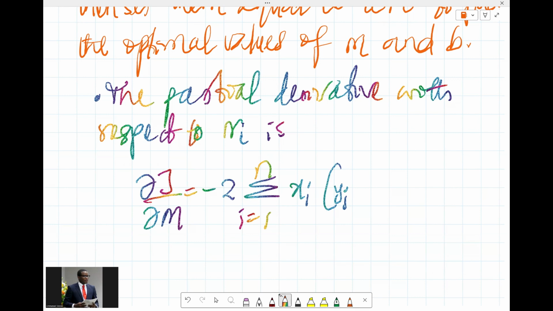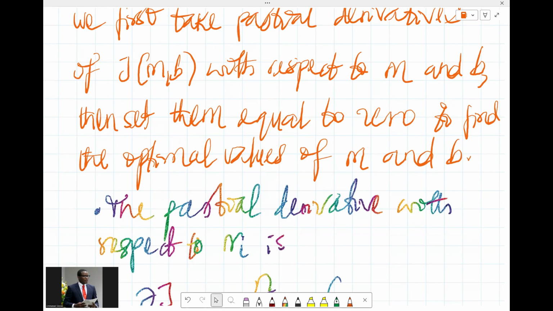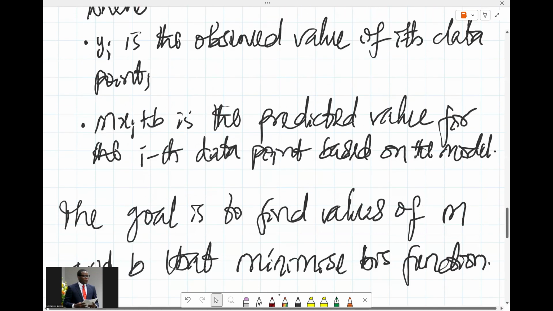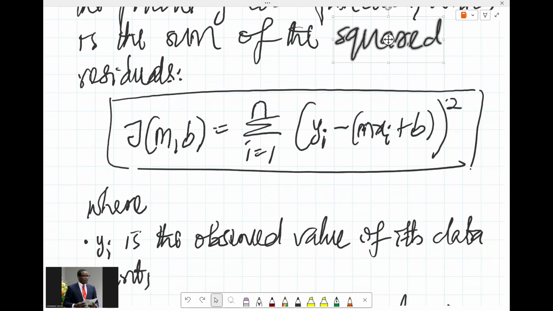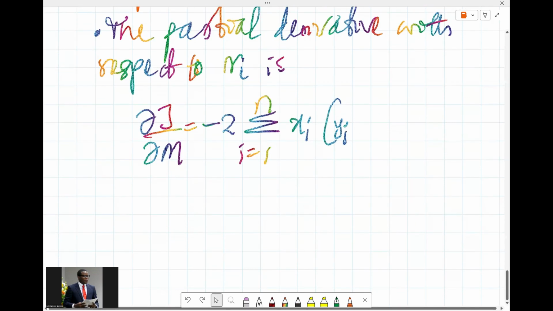So if you have something like that, bring down the power, that is this 2 now, and differentiate with respect to the m you're talking about. If you differentiate mxi with respect to m, you get xi. That is why the xi is out there. And the negative sign is because of the negative sign right here. If you open that up, you're going to have minus mxi. So if you differentiate it with respect to m, you get minus xi. So that's why you have minus there, and this is xi.